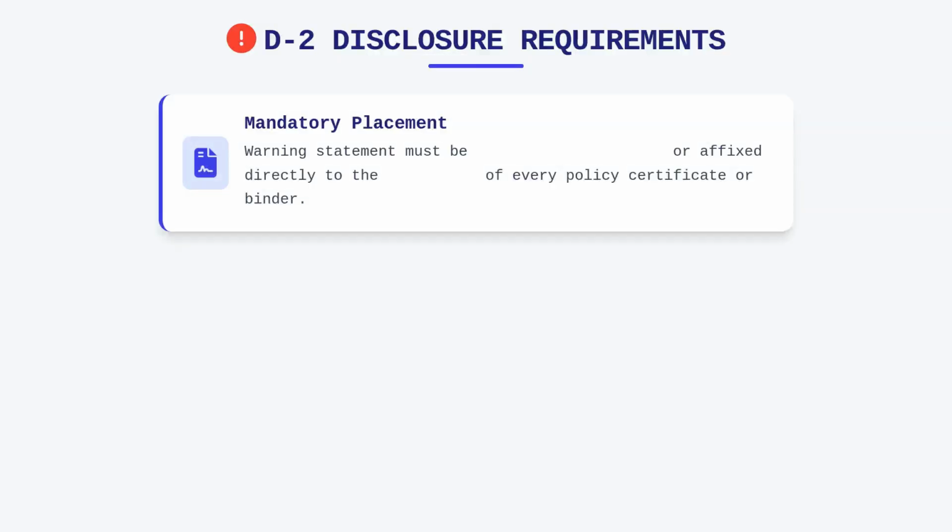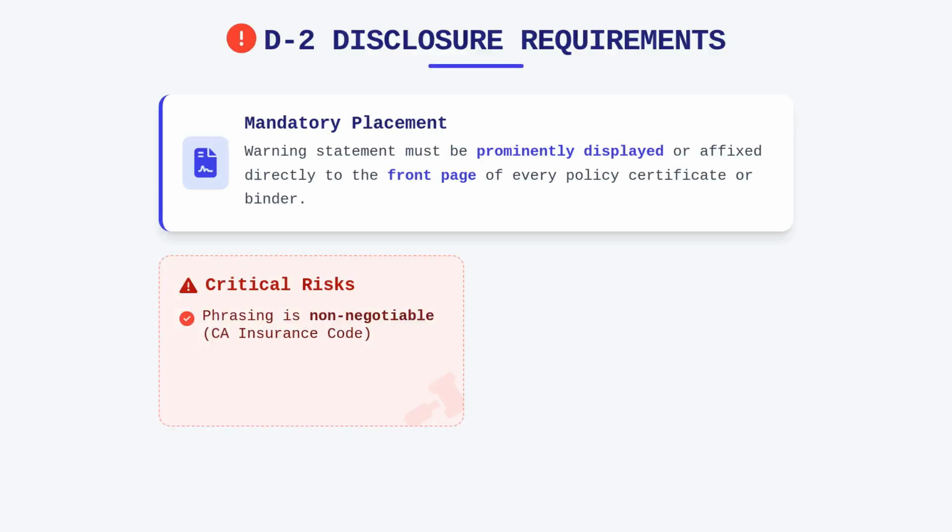Furthermore, an identical warning statement, often referenced as the D2 disclosure, must be prominently displayed or affixed directly to the front page of every policy certificate or binder issued by a non-admitted entity. The strictness of this phrasing is non-negotiable under the California Insurance Code, and failure to secure the signed document exposes the broker to severe administrative penalties.